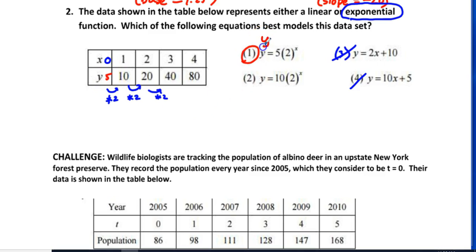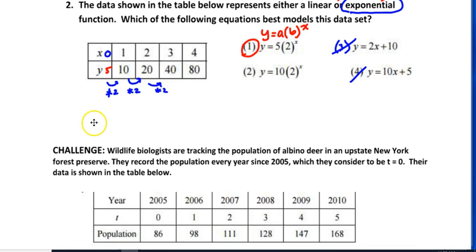And when we think about our y equals a, our initial amount, times b, our base, to the x power, that satisfies that equation. We're going to skip this challenge example. We'll do that in class.